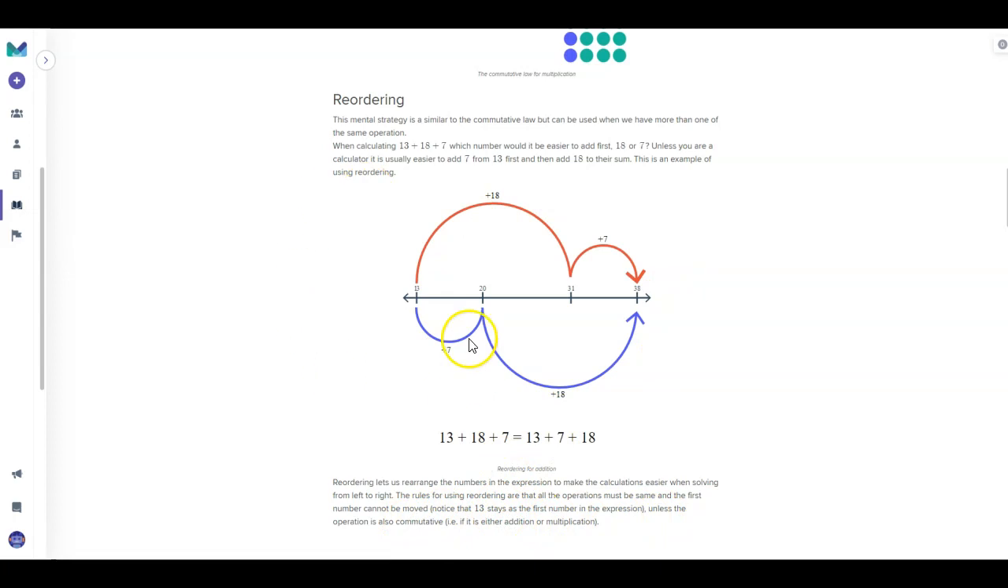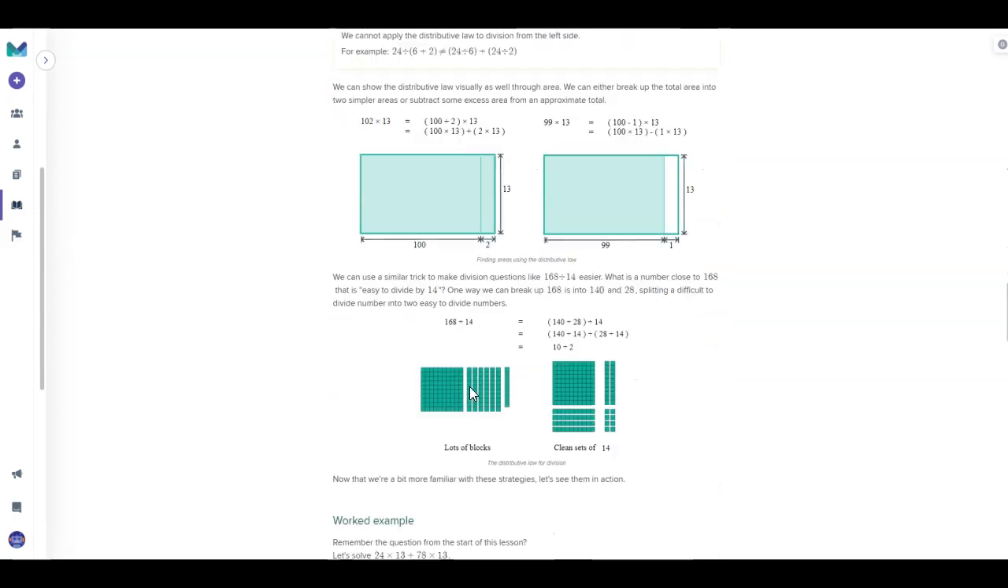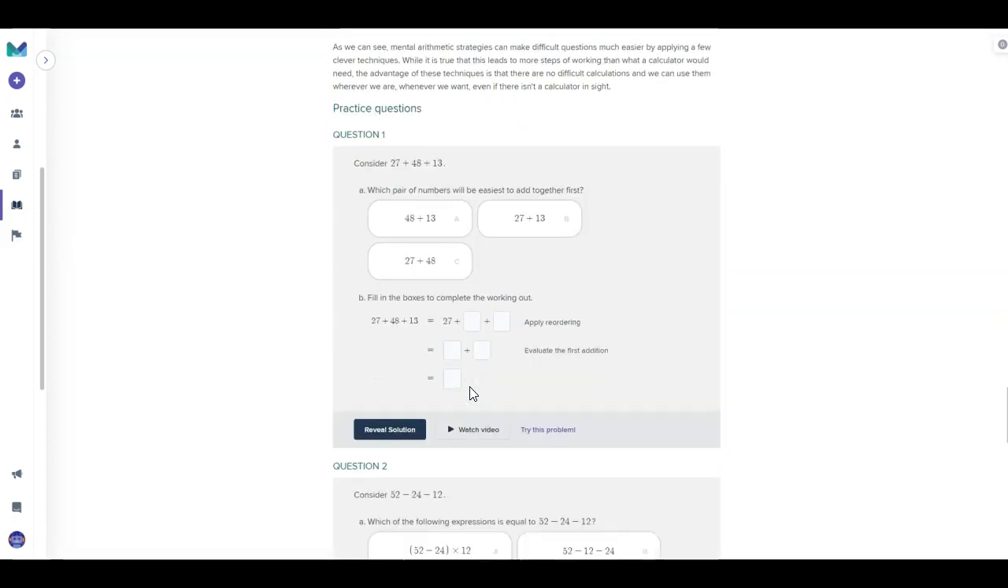So that's basically reordering, and it is a very good strategy to help with mental maths especially. All right, we're up to 10 minutes for this video. It is going longer than I like, but we do still need to do our sample questions. So let's scroll down here and have a look at this first question.